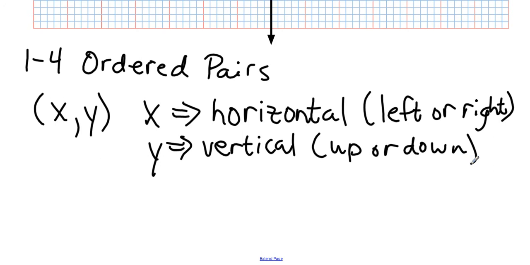So if I had the point 6, 4, that would tell me I would go to the left or the right 6 spaces and up or down 4 spaces. 6 is positive. According to my number line, I should be going to the right. And because 4 is positive, then I'm going to be going up.